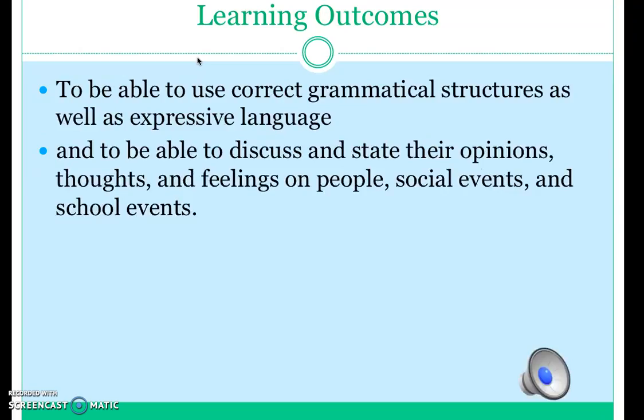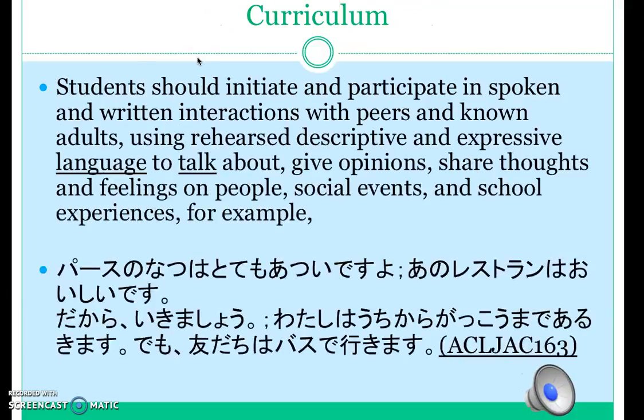The learning outcomes for this project are that students should be able to use correct grammatical structures as well as expressive language throughout their video, making their video as professional as they can, thus seeming somewhat fluent as they have been practicing a script. Secondly, they should be able to discuss and state their opinions, thoughts, feelings on people, social events and school events as stated in the curriculum.